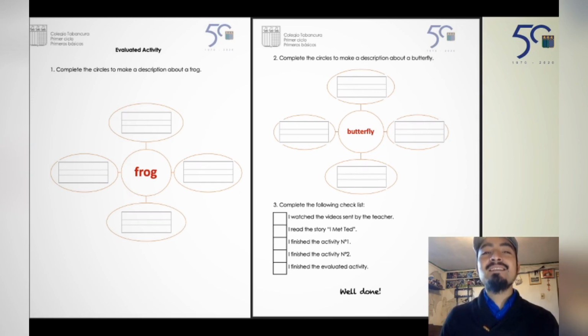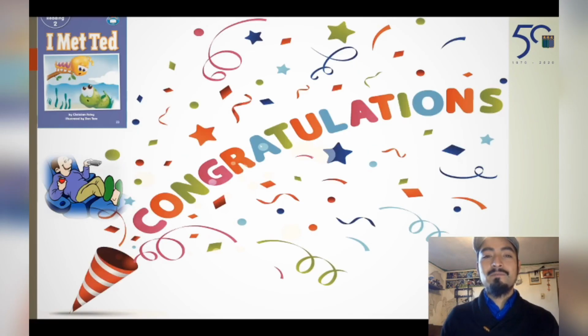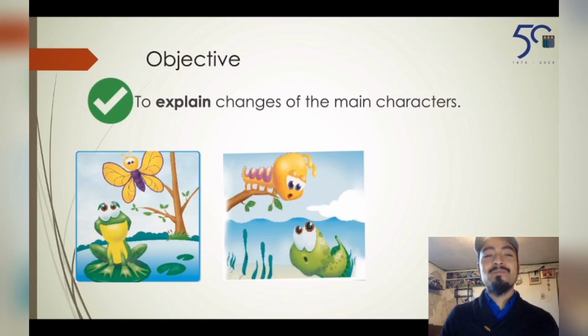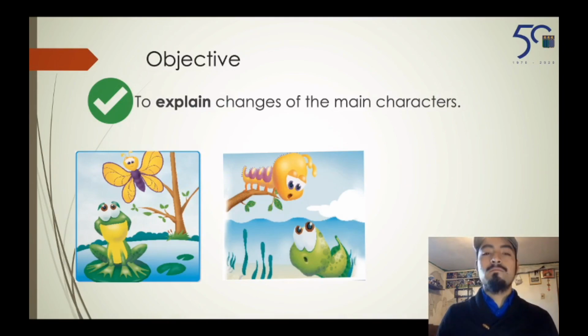That is the end of today's activity. Congratulations. You read the story I Met Ted. And also now you can rest a little bit. Congratulations. The objective was to explain changes of the main characters. And that is what you did. You made a description about each character and also you explained the changes. Now you can do it.